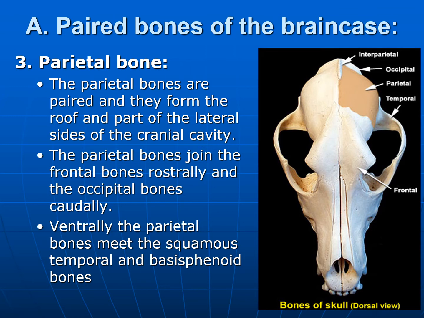The third bone we have is the parietal bone, which is found just caudal to the frontal bone. This bone is called the parietal bone, and this is very important. They form the lateral wall of the cranial cavity. The parietal bones are paired. They form the roof and part of the lateral side of the cranial cavity. They join the frontal bone rostrally and the occipital bone caudally. Ventrally, if you remember, they articulate with the temporal bone, and also they meet the squamous part of the temporal bone, and they also articulate with the sphenoid bone. We'll talk about it later.